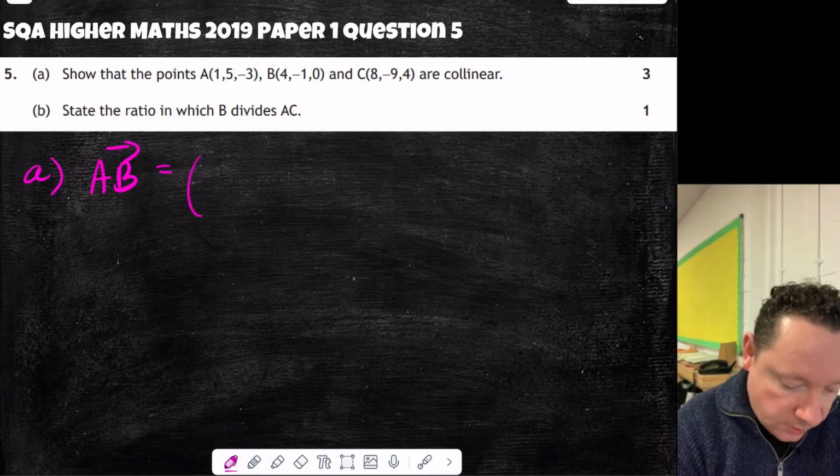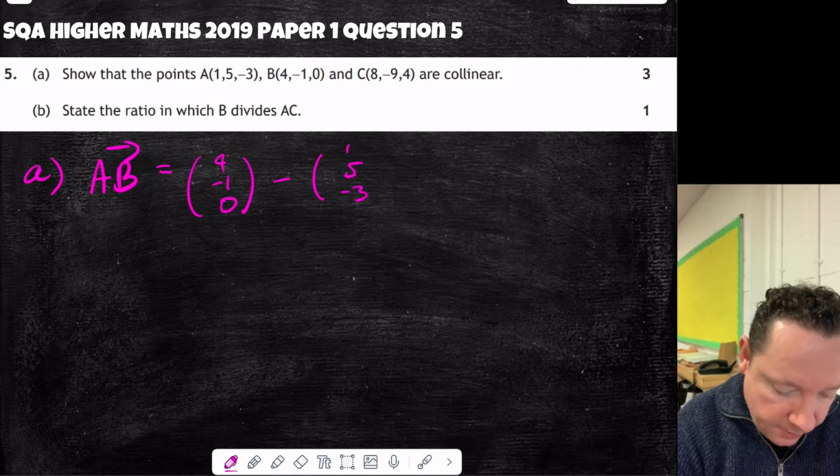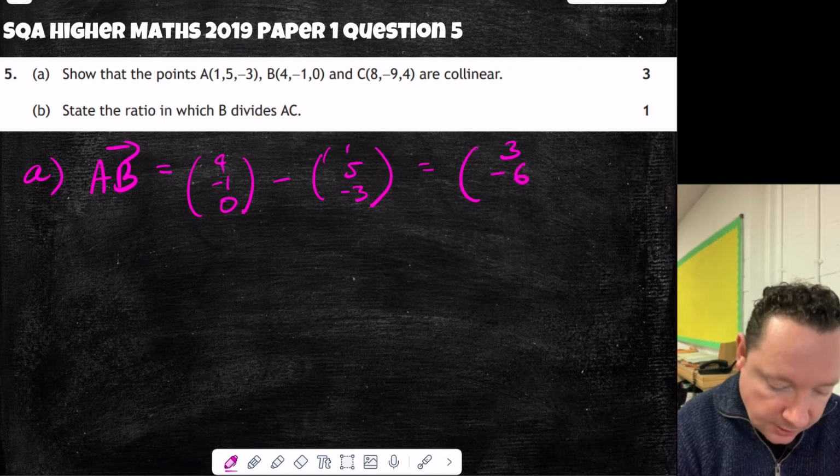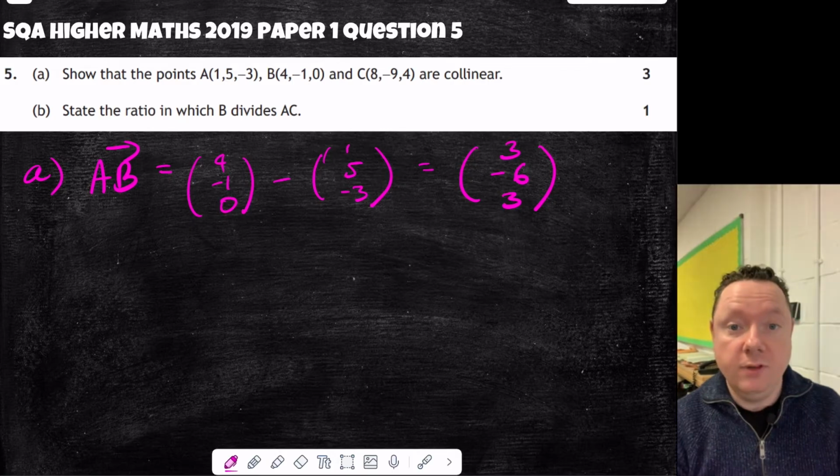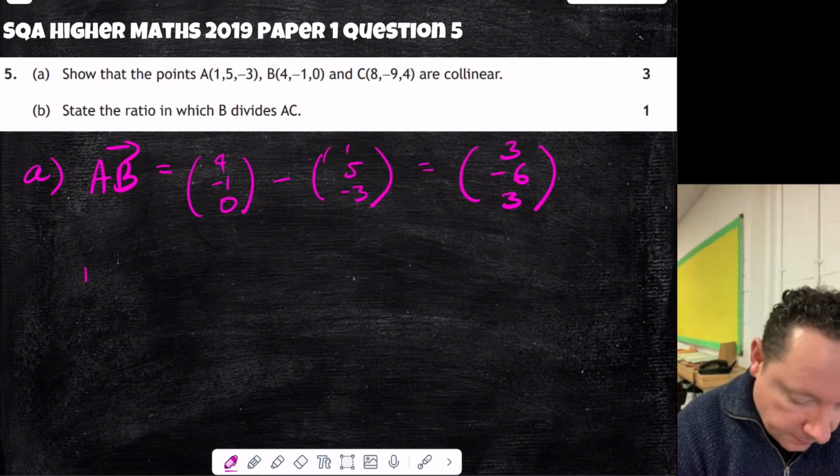So vector B is 4, minus 1, and 0, minus A, which is 1, 5, minus 3. So we've got 4 minus 1 on the top is 3. Minus 1 minus 5 is minus 6. And 0 minus minus 3 is 3. So we get 3, minus 6 and 3 for the first. The next one, B to C.